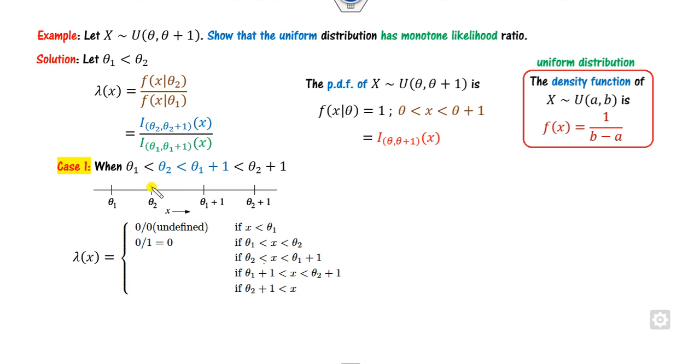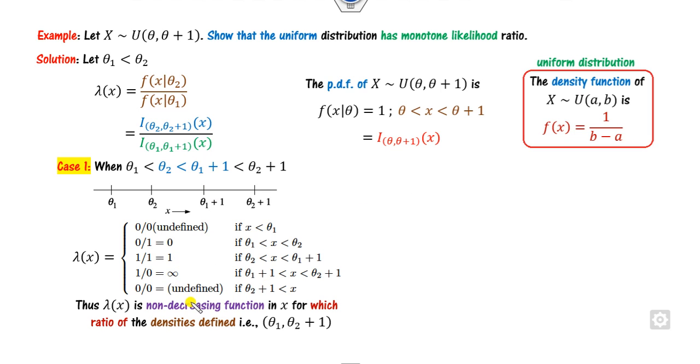Third case, when x lies between this and this. In this case, remember this is the value of the numerator 1, this is the value of the denominator, and it's a uniform, so the value lies in between them, it's 1 over 1 here. Similarly, when it lies between this, it will fall outside the domain of theta 1, so the denominator part will be 0, the numerator is 1, which is infinity, and so on. This is undefined, and whenever the function is defined in these three cases, it's increasing. As you increase the value of x, it's 0, 1, and then infinity. So it's a non-decreasing function.